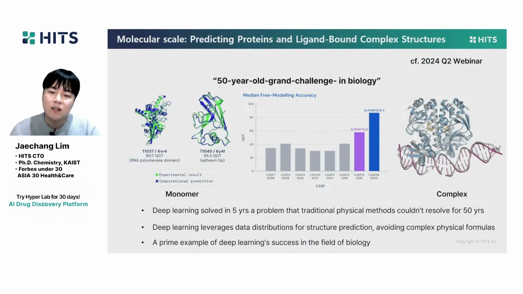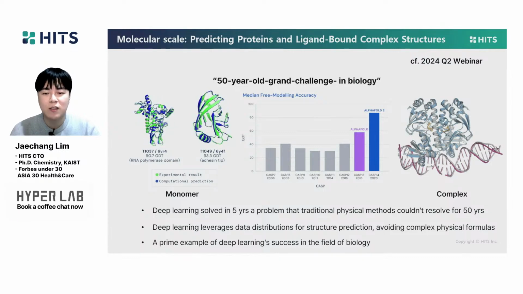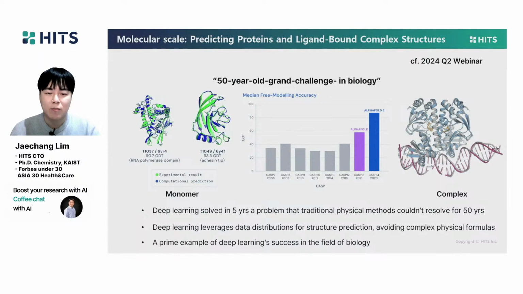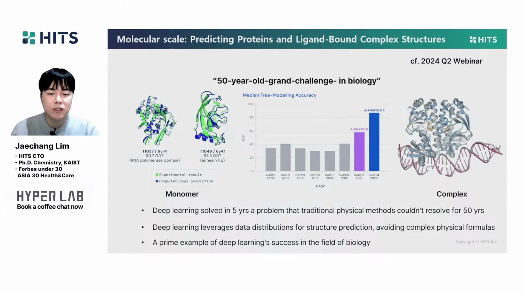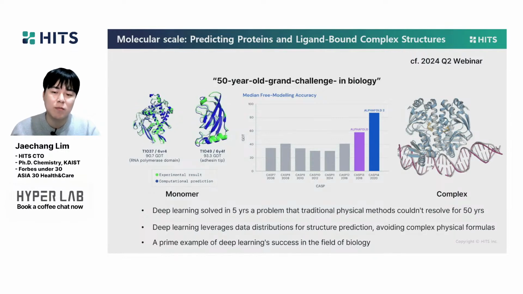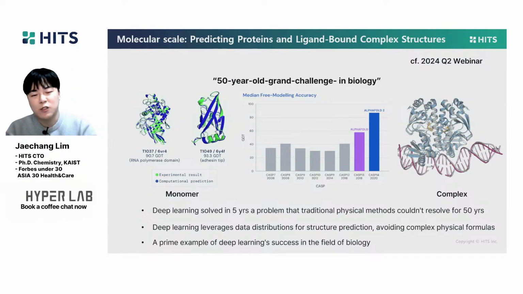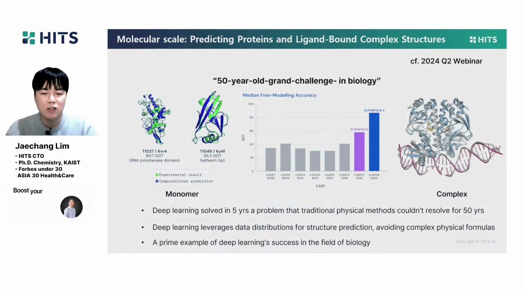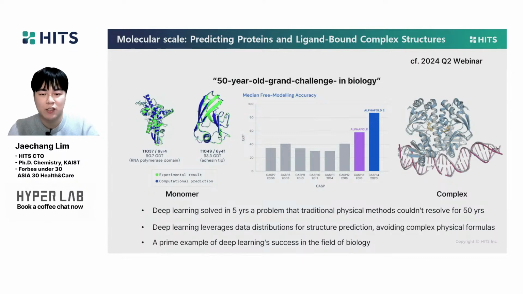In fact, there have been successful applications of deep learning in the biofield. The most representative example at the molecular scale is the protein folding problem. So deep learning solved this problem in just 5 years, which couldn't be solved by the physical method for the past 50 years. Deep learning solved this problem by learning data distributions, and this is considered one of the most innovative successes in bioresearch.